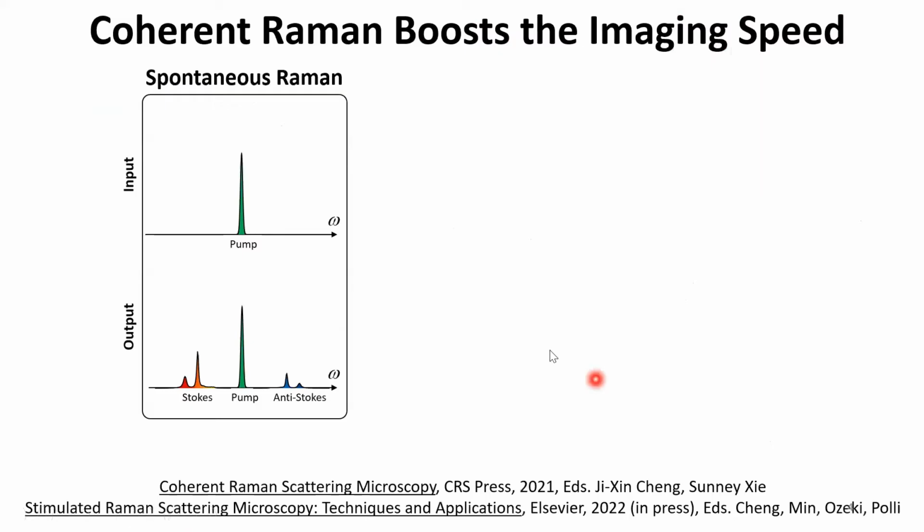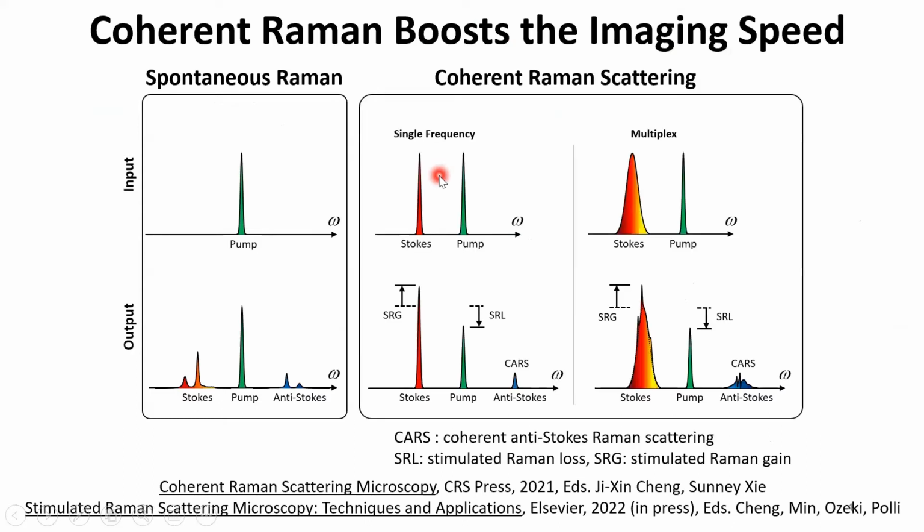Over the past 20 years, my group, along with others, has been developing coherent Raman scattering microscopy based on either CARS or stimulated Raman scattering to boost the signal level and also much increase the imaging speed, which now allows many kinds of biomedical applications. There are two books, one published, one in press. I will not go into details.